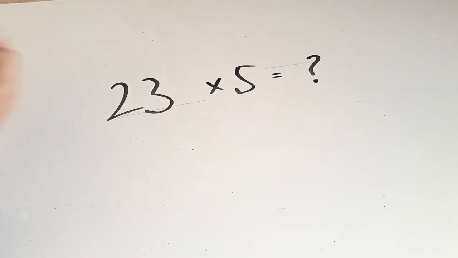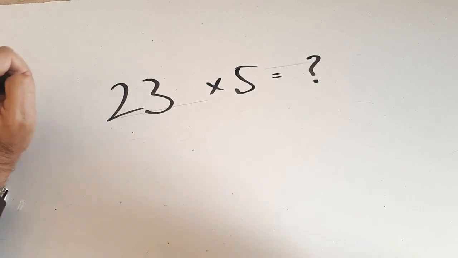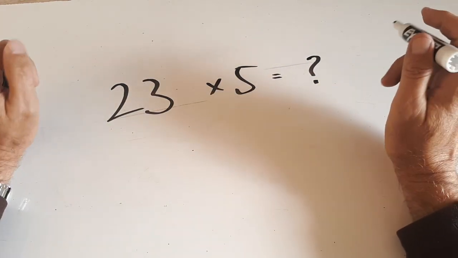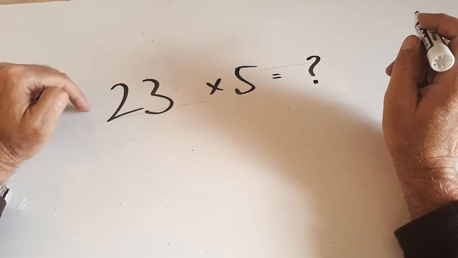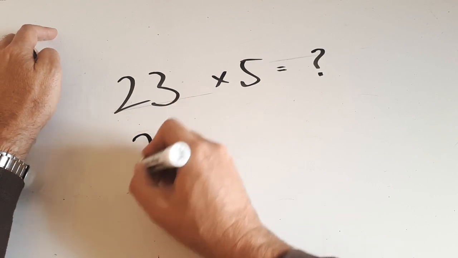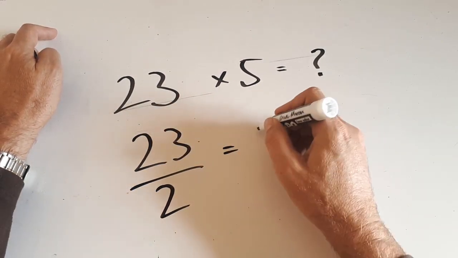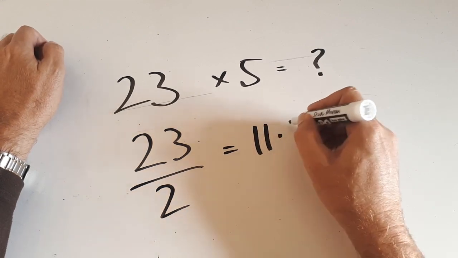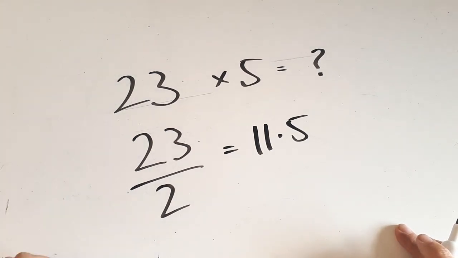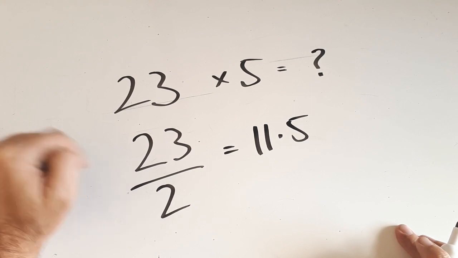Let's go back to our original question, which was 23 times 5. Now, because you were watching this video earlier on, you know that the answer is 115. How, though, can we prove this as a point? Well, let's look at 23. If we go 23 and halve it, we get 11.5. You can double check that if you like, but you know half of 24 is 12, so half of 23 is going to be 11.5.